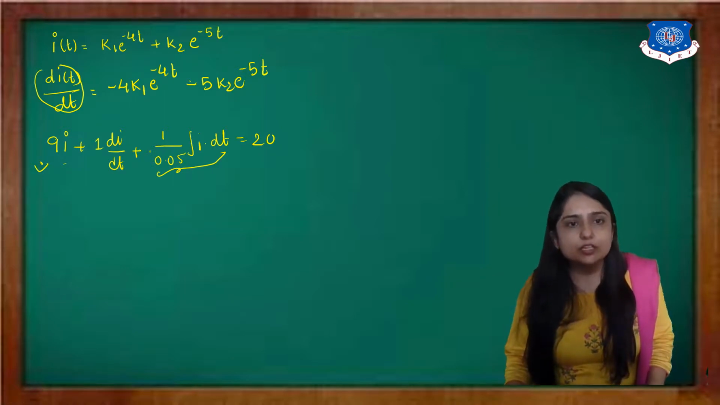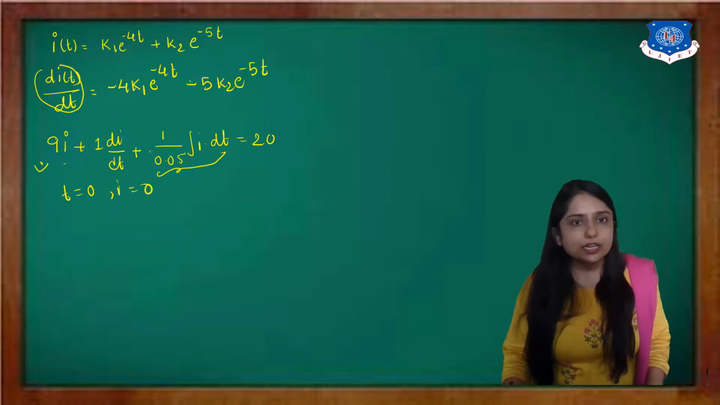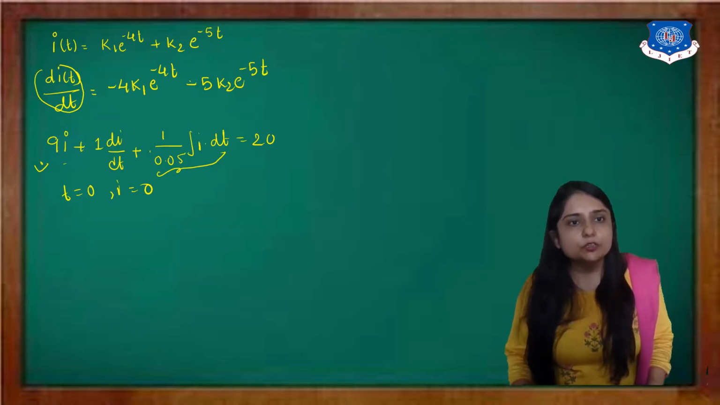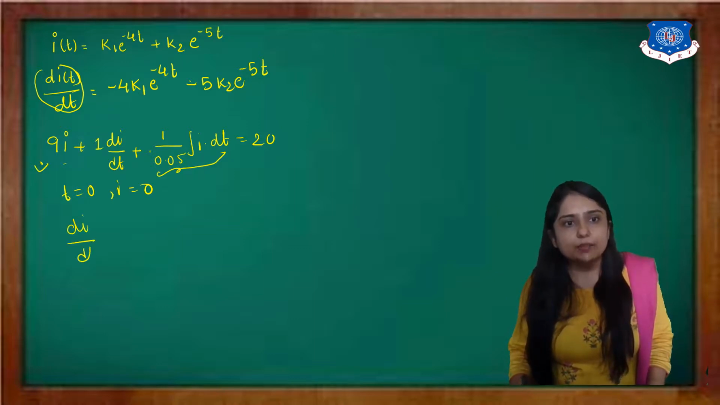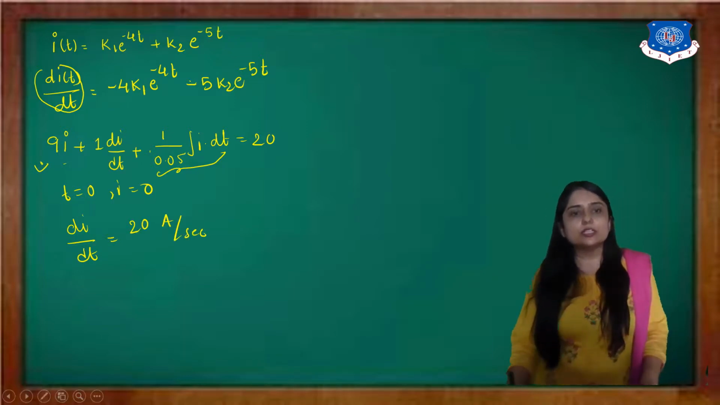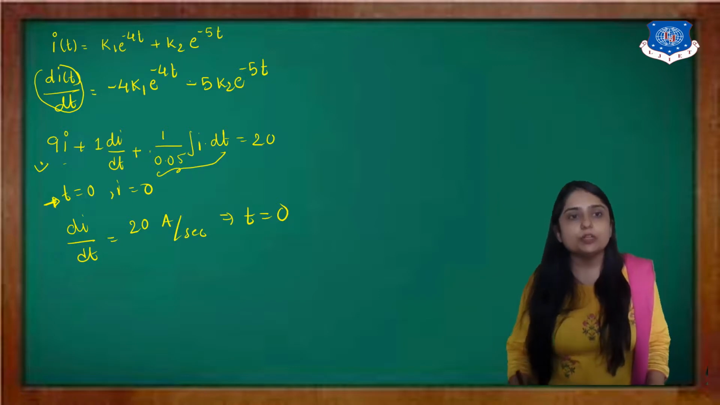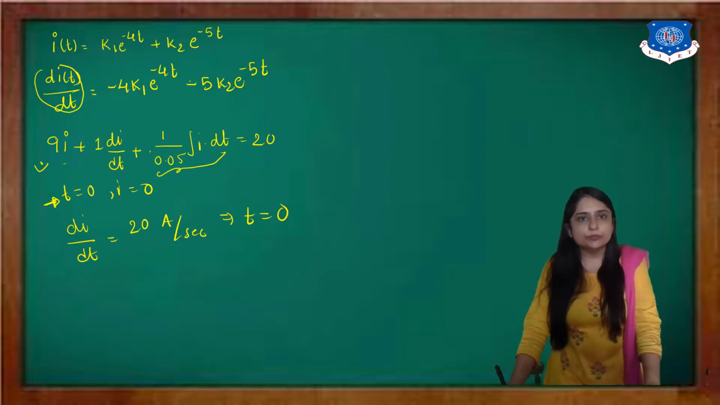So this will become 0. And we know that at t equal to 0, the value of i is 0. So if you substitute 0 over here, this will become 0, and 9 into 0 is also 0. So the value of di/dt will become 20 ampere per second. Alright, this is the value of di/dt at t equal to 0, because we found this value by putting t equal to 0.